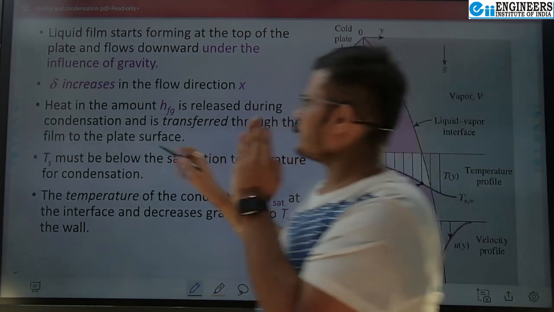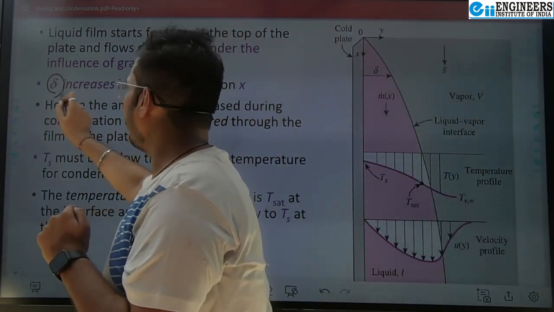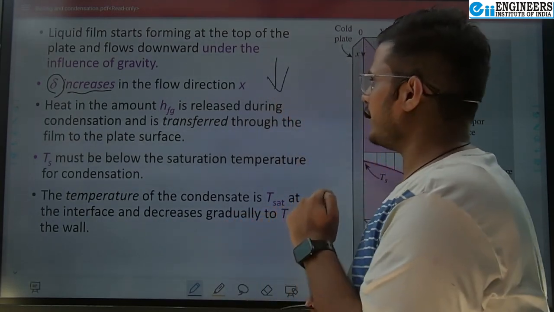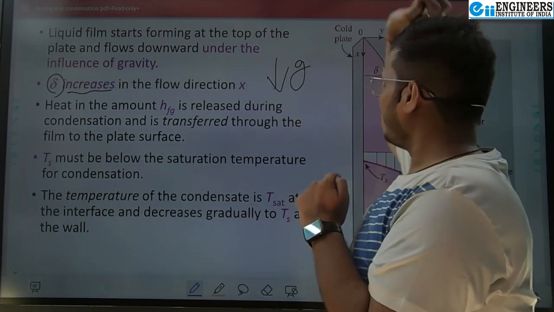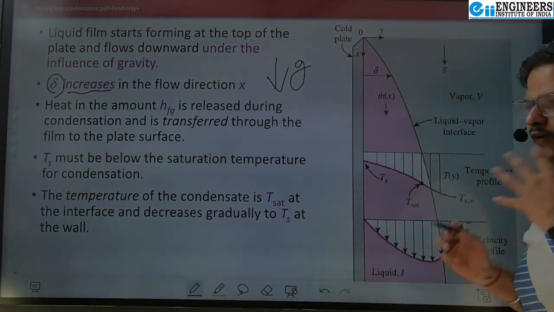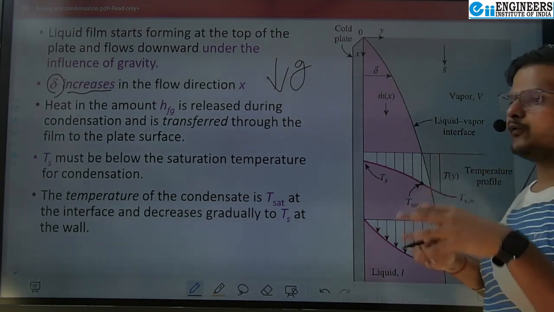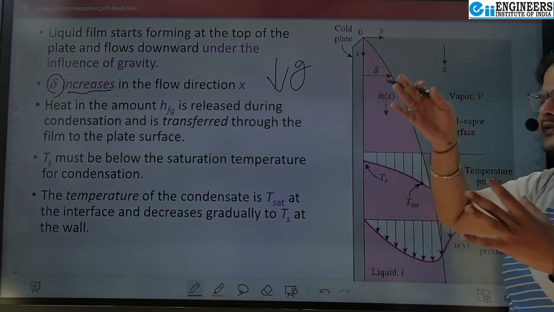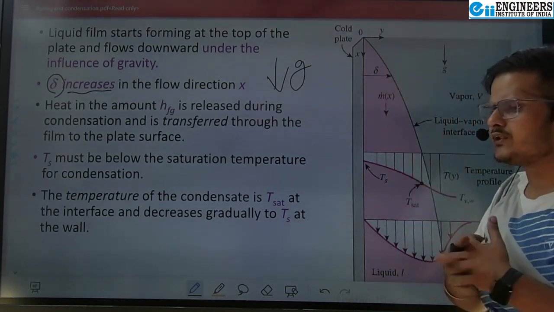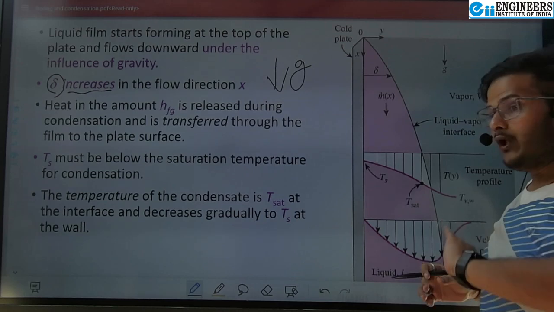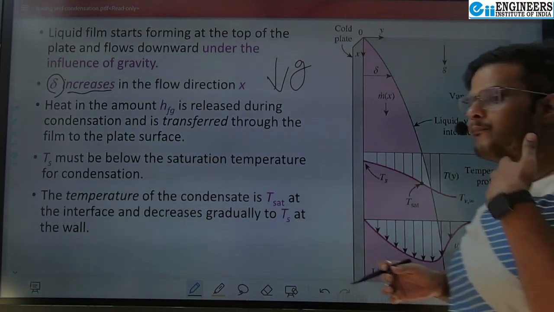Let the thickness of the film be delta, and delta increases as we move in the downward direction under the influence of gravity. Suppose h_fg is the amount of heat that is rejected during condensation, because it's a phase change process where phase is changing from a higher energy state to a lower energy state. So latent heat will be released.